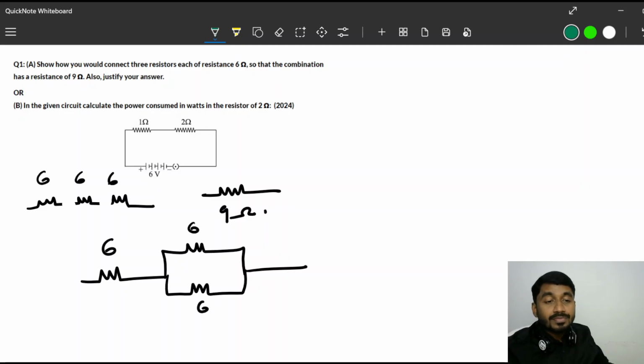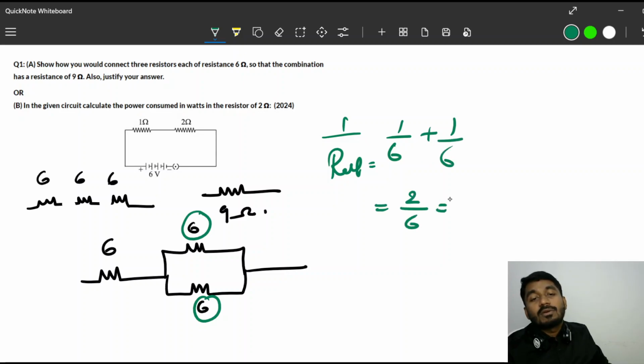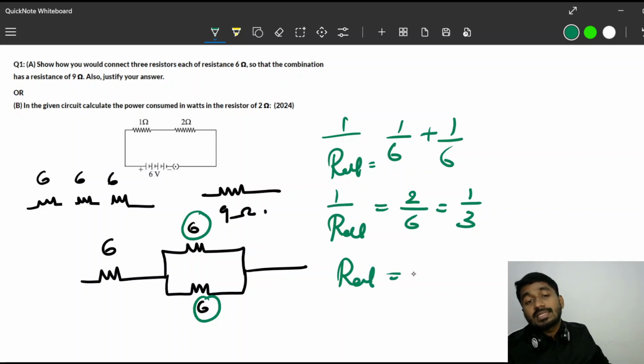Let's see here. This 6 and 6 are connected in parallel. So the effective resistance: 1 by R effective is equal to 1 by 6 plus 1 by 6, is equal to 2 by 6, is equal to 1 by 3. So this 1 by 3 is 1 by R effective. So what is the effective resistance? It is 3 ohm. Clear. So from the parallel connection we got 3 ohm.